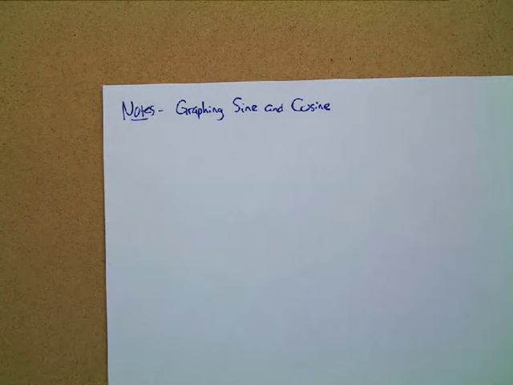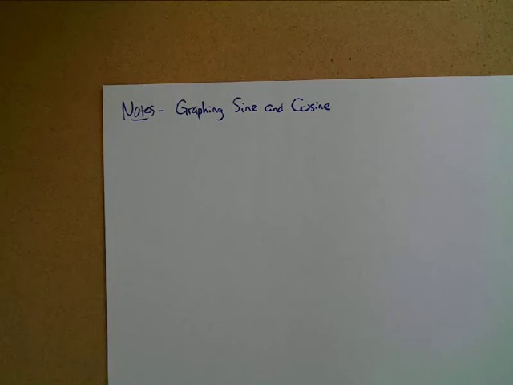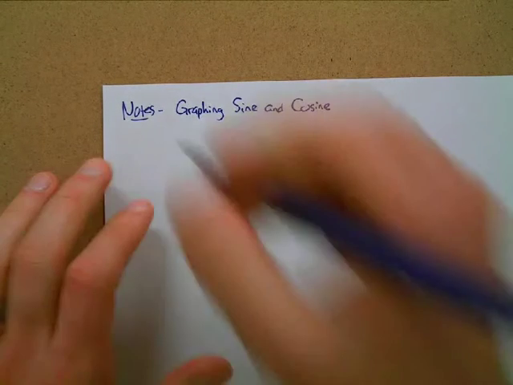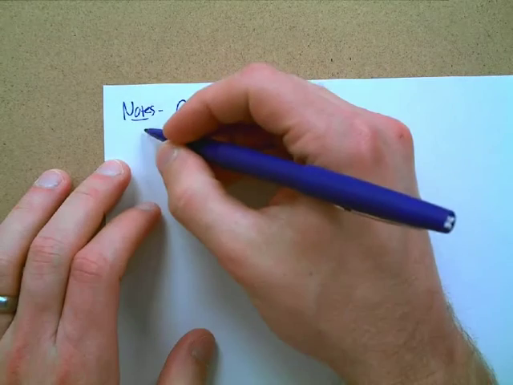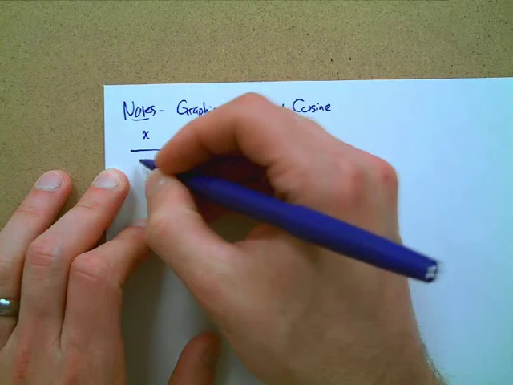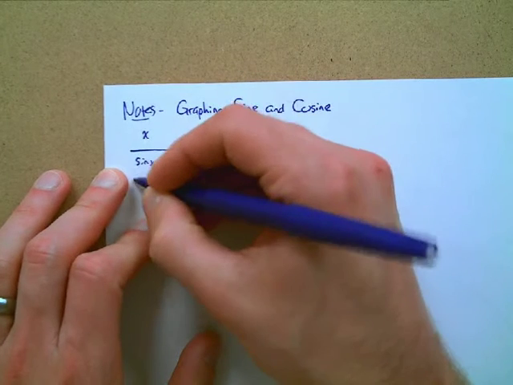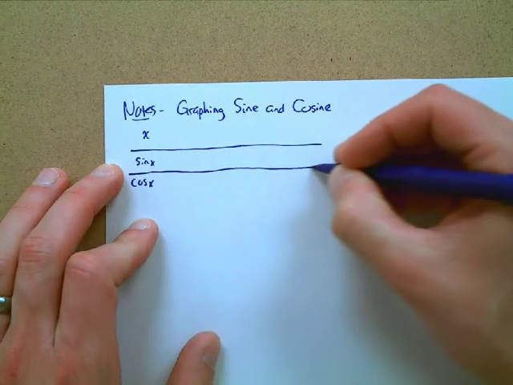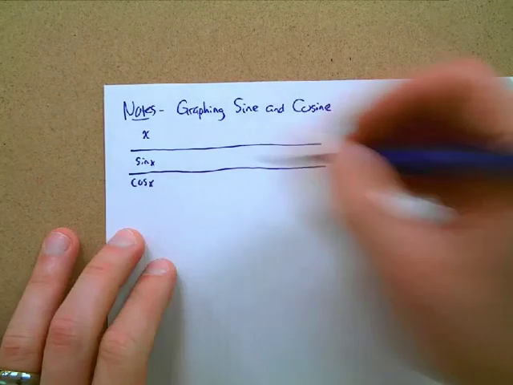So let's use that information that we got from the warm-up. Okay, I guess I'll recopy it here just because. So let me do that here. So x, sine of x, cosine of x. Okay.